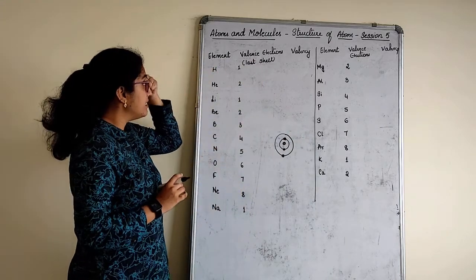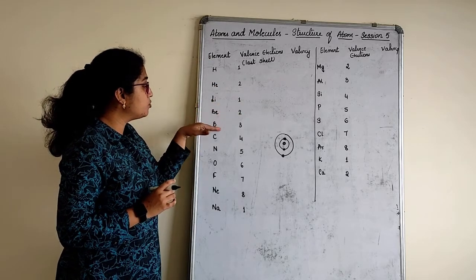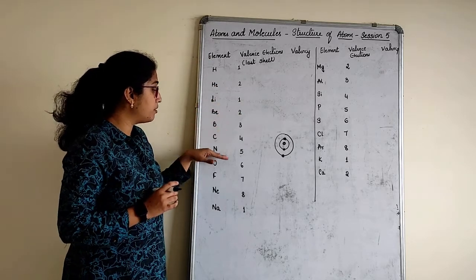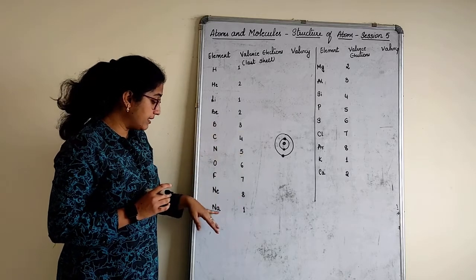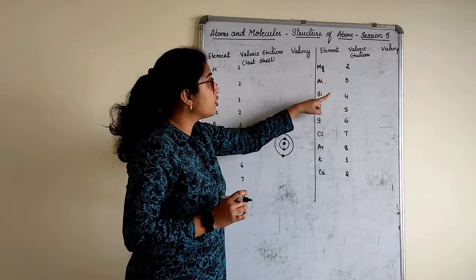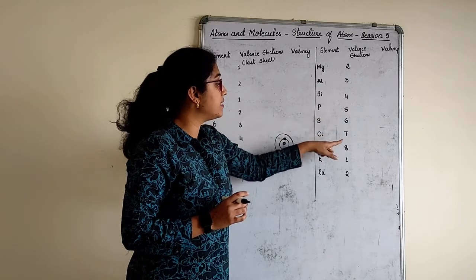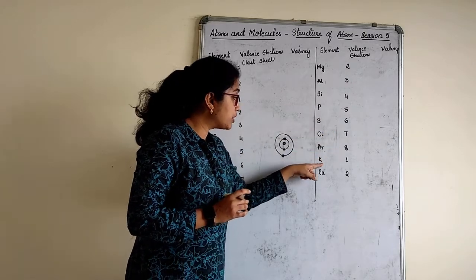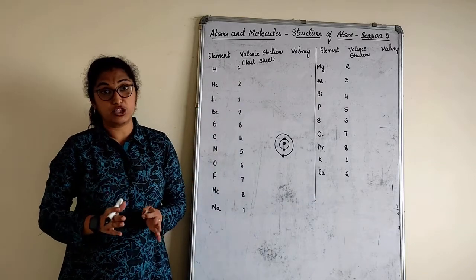Okay, I have written hydrogen 1, helium 2, lithium 1, beryllium 2, boron 3, carbon 4, nitrogen 5, oxygen 6, fluorine 7, neon 8, sodium 1, magnesium 2, aluminium 3, silicon 4, phosphorus 5, sulfur 6, chlorine 7, argon 8, potassium 1 and calcium 2. These are the last shell.